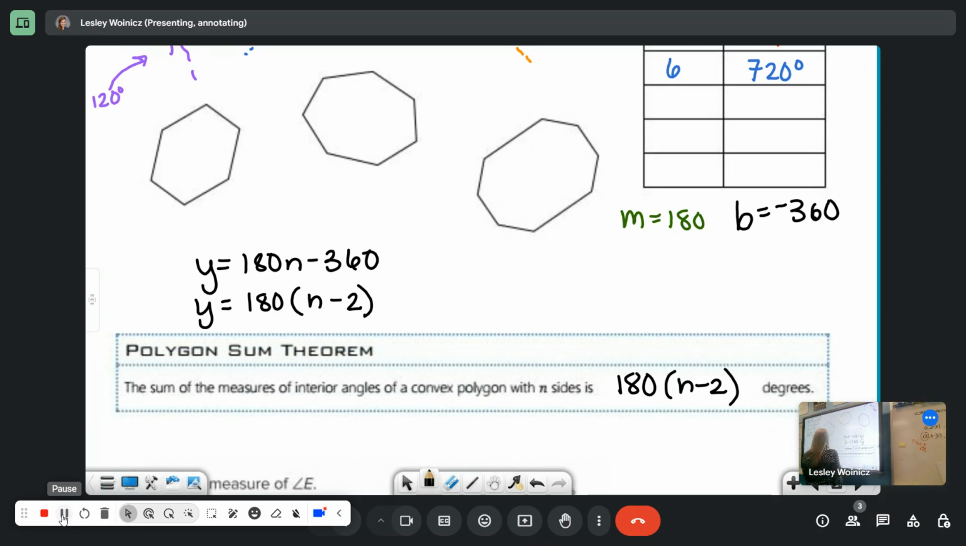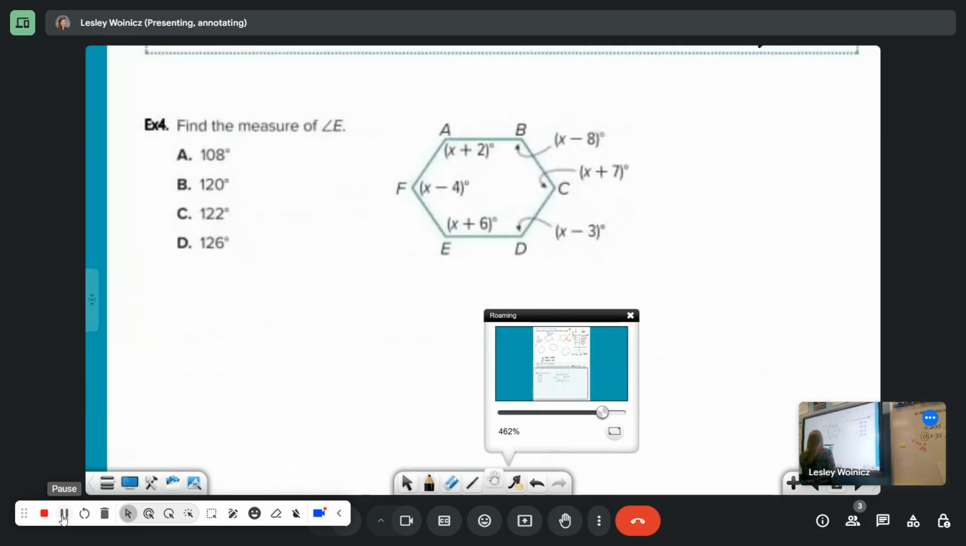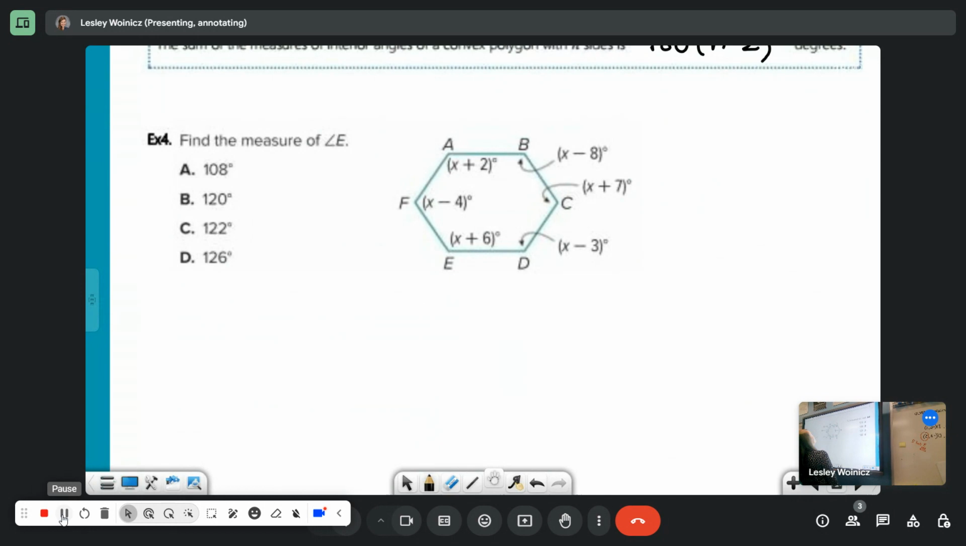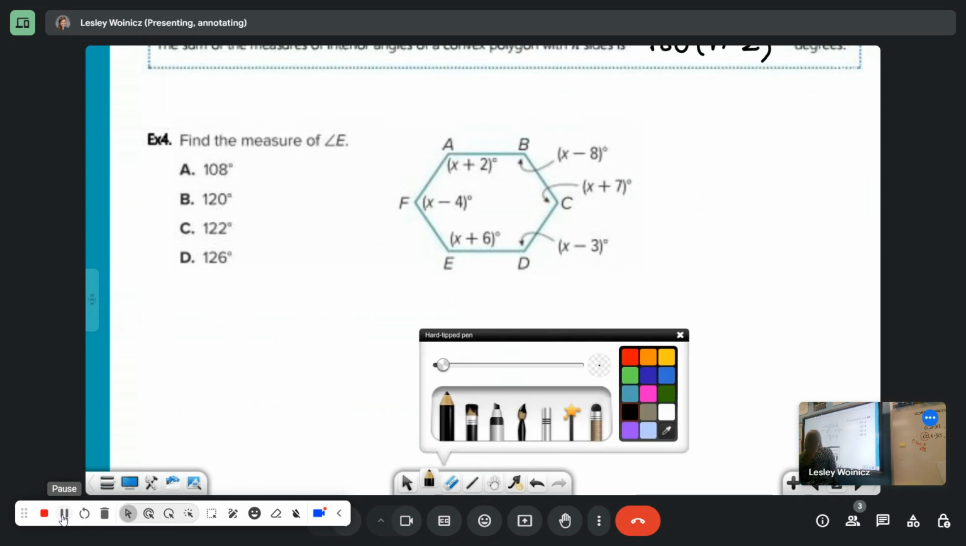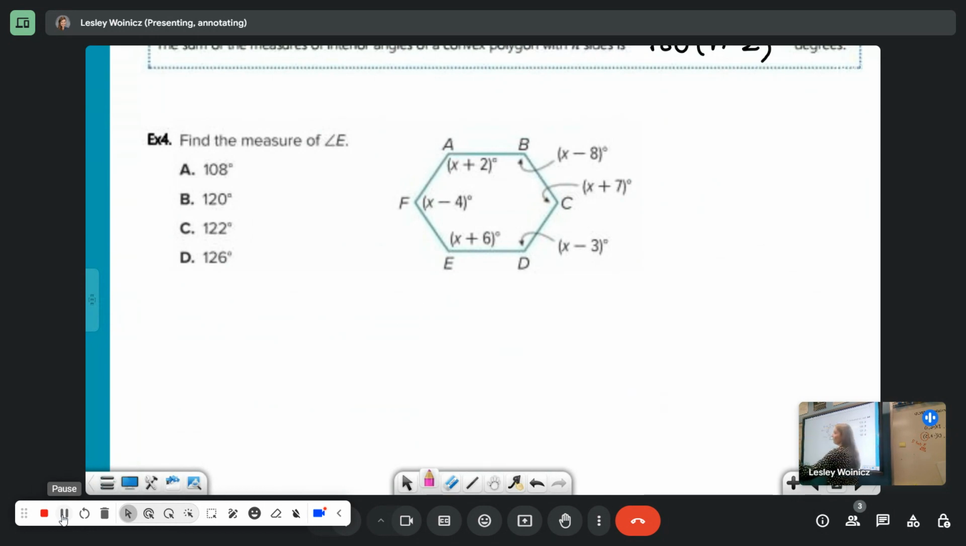Okay, here we go. Is this our last one? Yep. Okay. Oh, I have one more I want to do with you because you've got ones like it in the practice and I want to make sure you can do it. All right, I want you to see if you can find the measure of angle E.